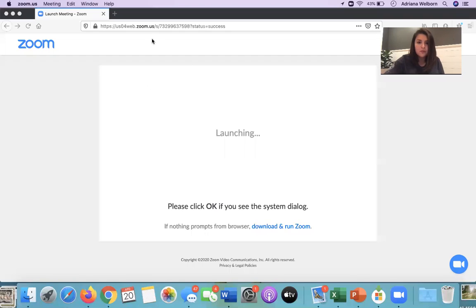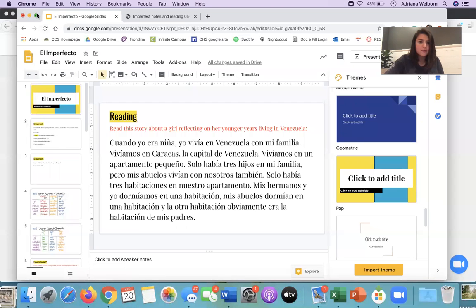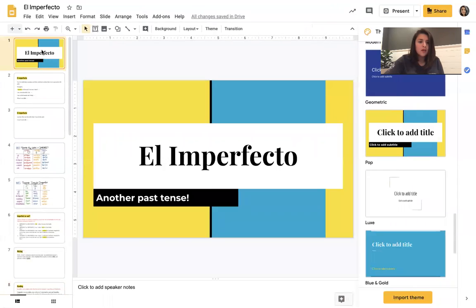We're about to go over what the imperfect tense is. So let me share my desktop with you and let's go over this. Okay, so el imperfecto. What is el imperfecto? The imperfect. It is another past tense. So we already learned about the preterite. We did that last semester in Spanish too. This is the imperfect. It's just another past tense. We use them for different things. And we're going to go over that right now.